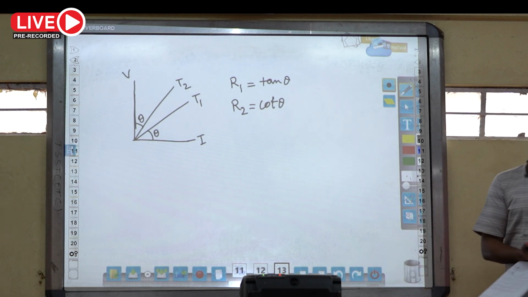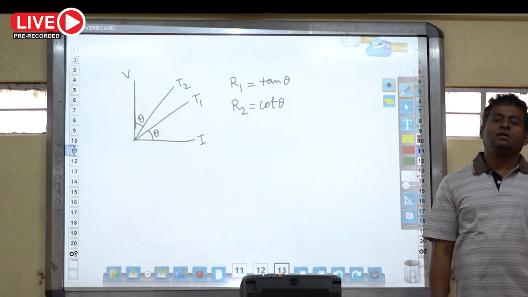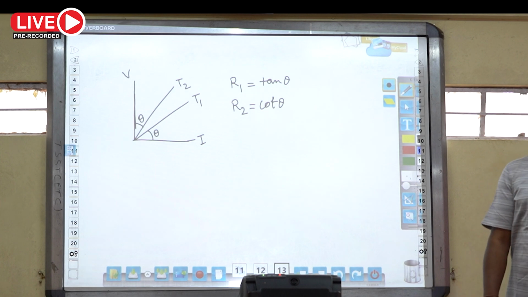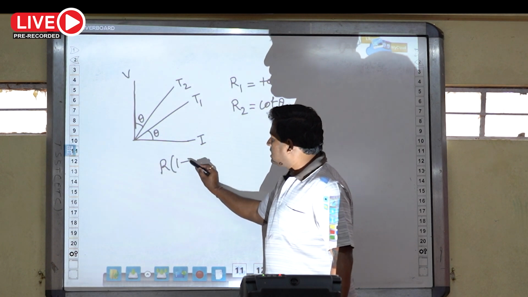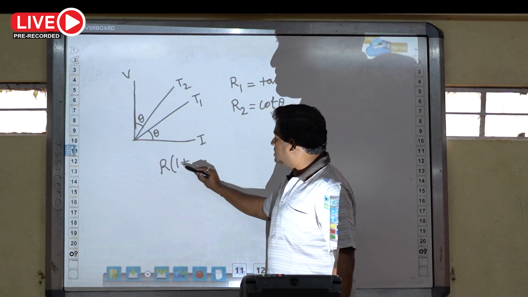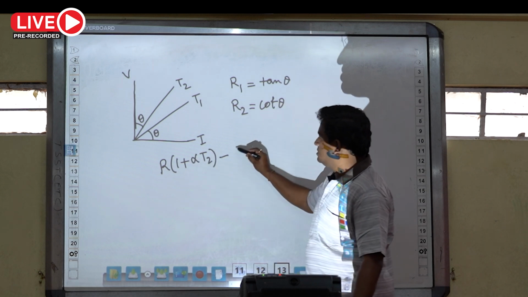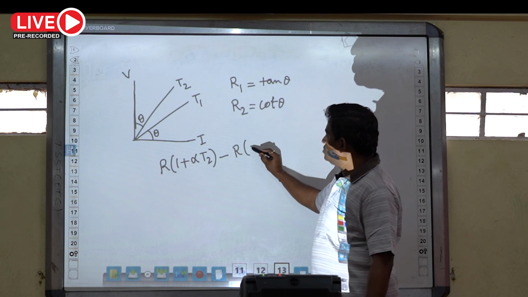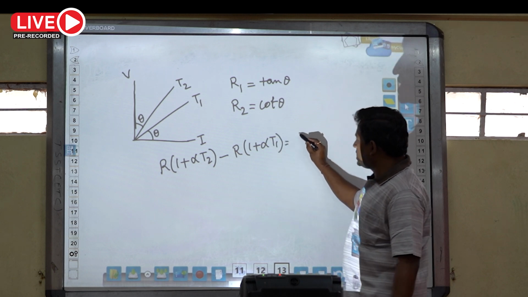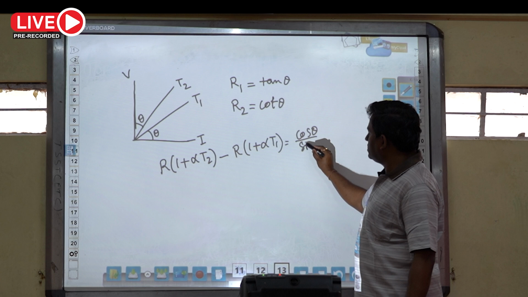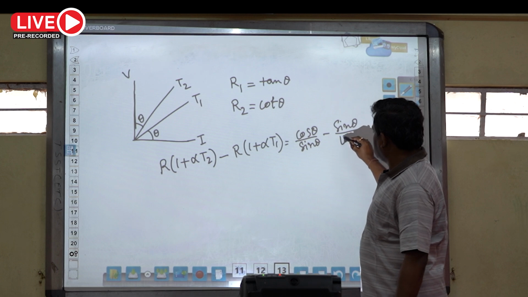Then these are the resistances of the material at temperatures T1 and T2. Let us consider their resistance at 0 degree Celsius will be R. So R1 can be written as R into 1 plus alpha T1, and R2 can be written as R into 1 plus alpha T2, minus R into 1 plus alpha T1, that is equal to cot theta, that is cos theta by sin theta, minus tan theta, that is sin theta by cos theta.